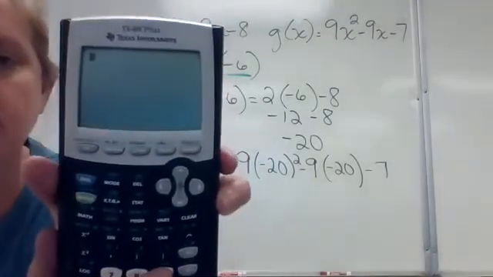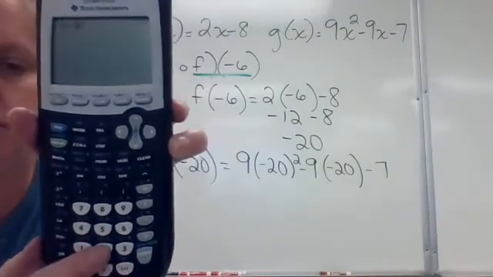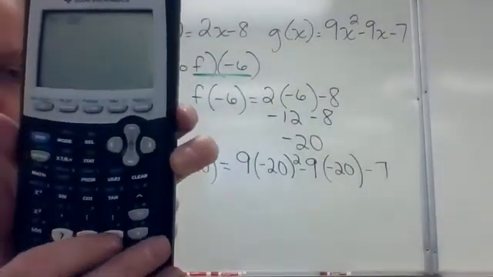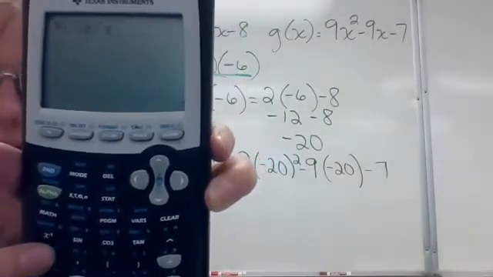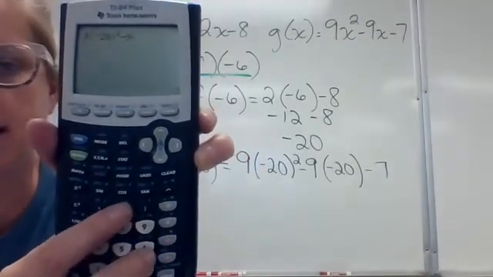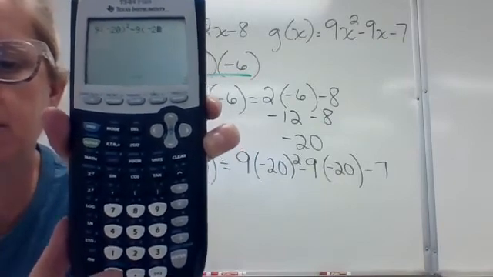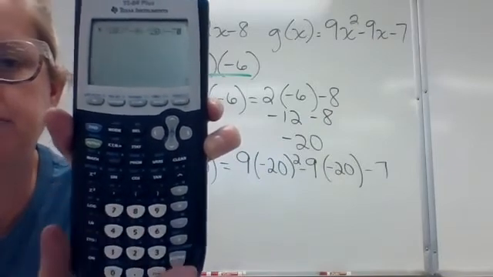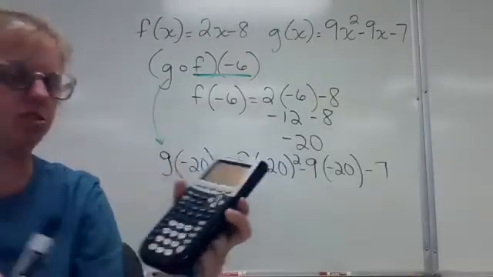So if I do that, so 9, exactly what's on the board. Open parentheses, -20, close. Squared, so hit the squared button. Then -9, again, open parentheses, -20, close, -7. Enter, and that gives you your answer. So 3,770.